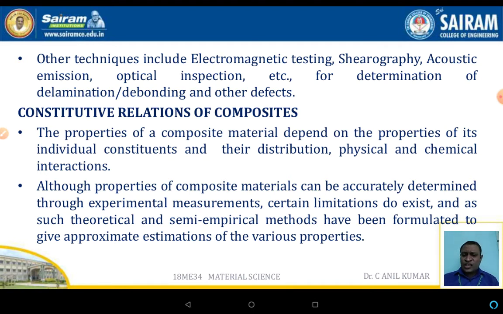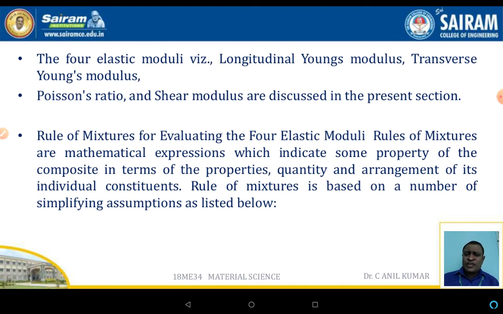As such, theoretical as well as empirical methods have been formulated to approximate the estimation of the various properties. Especially in this method, the results we are obtaining are something like an approximation. It's not the exact method. The four elastic moduli, the longitudinal Young's modulus, transverse Young's modulus, Poisson's ratio, as well as the shear modulus, are discussed in the present section.